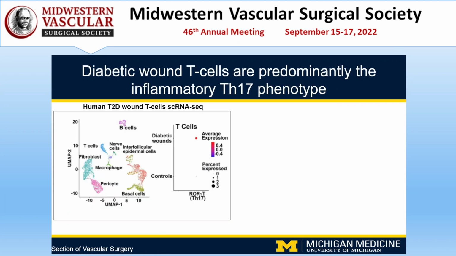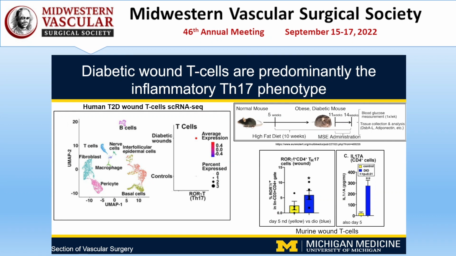So to get at that, we started by looking at human wound T cells, diabetic and non-diabetic, and looked at what signature they had. What we realized was that diabetic wound T cells had a higher level of Th17 inflammatory T cells. That was also true in our mouse model, where we created diabetic mice by feeding them a high-fat diet and then looked at their wounds. We noticed they also have an elevated level of Th17 T cells, and elevated levels of IL-17, which is an inflammatory cytokine.